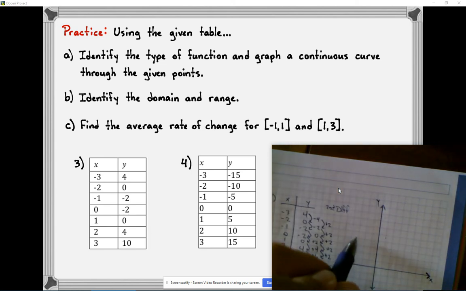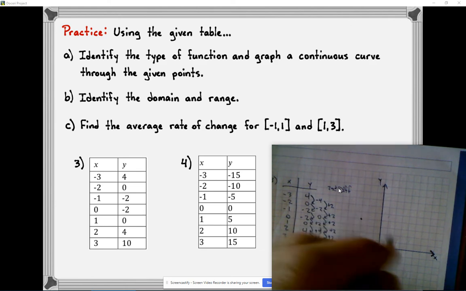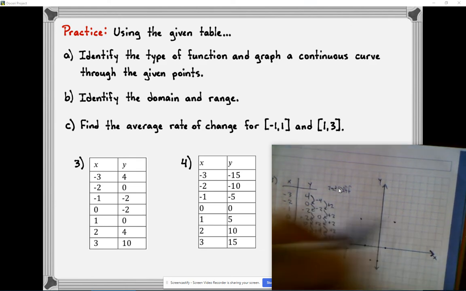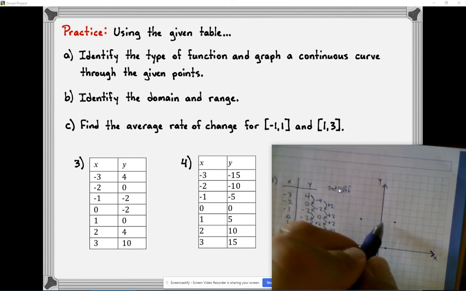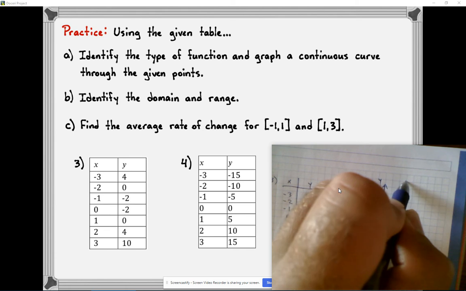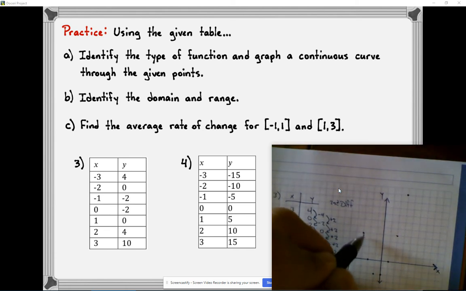Negative 3, comma 4, negative 2, comma 0, negative 1, comma negative 2, 0, comma negative 2, and then 1, comma 0, and then 2, comma 4, and then 3, comma 10. So 4, 5, 6, oops, a little bit off of my drawn graph there, but you get the idea. And so again, sketching this shape here, you can see this parabola.